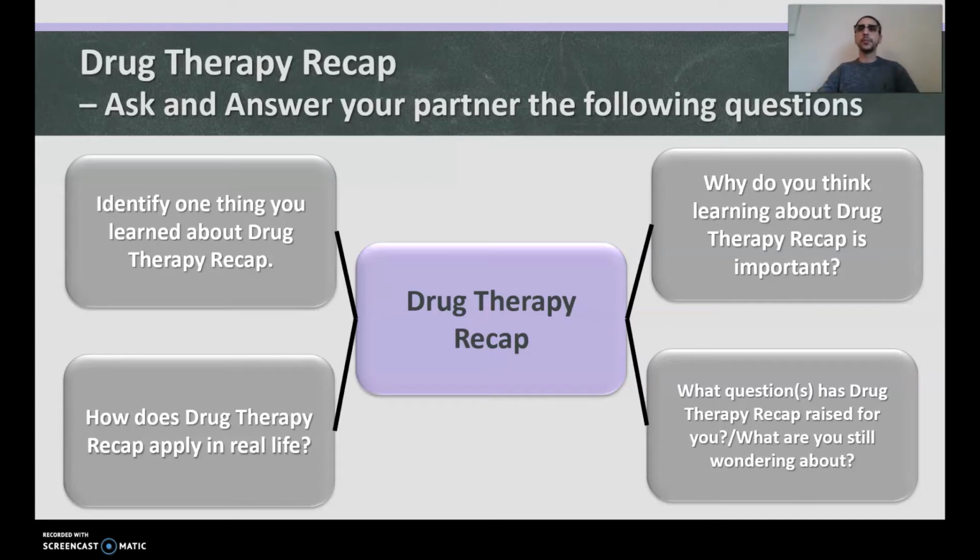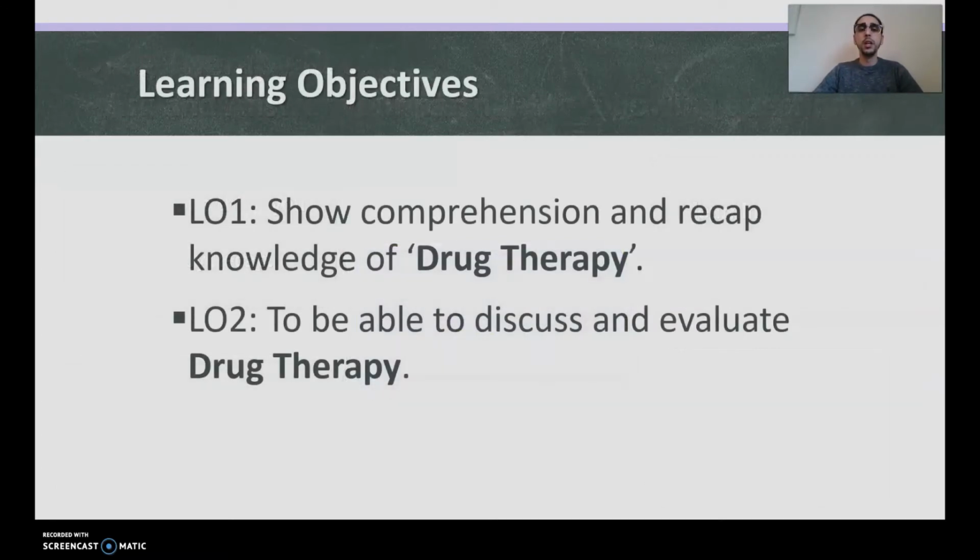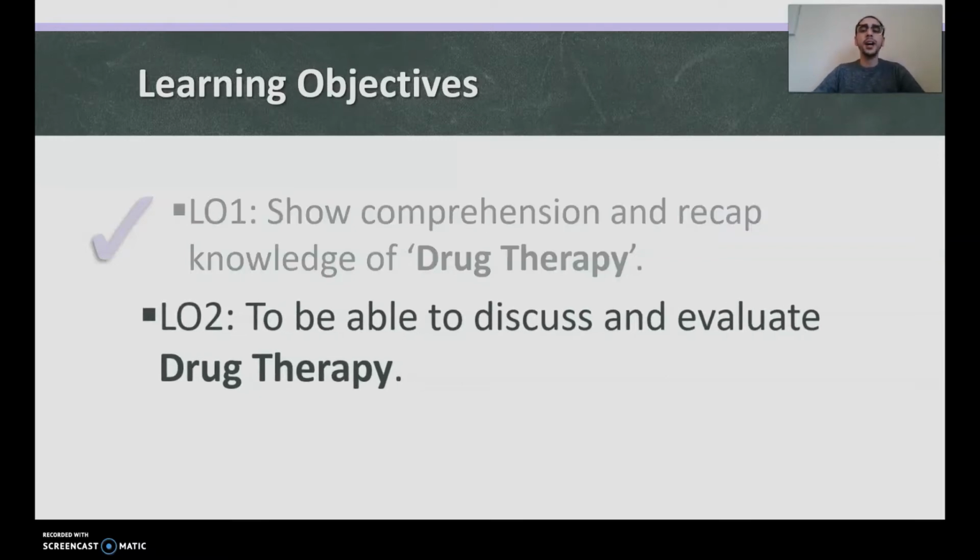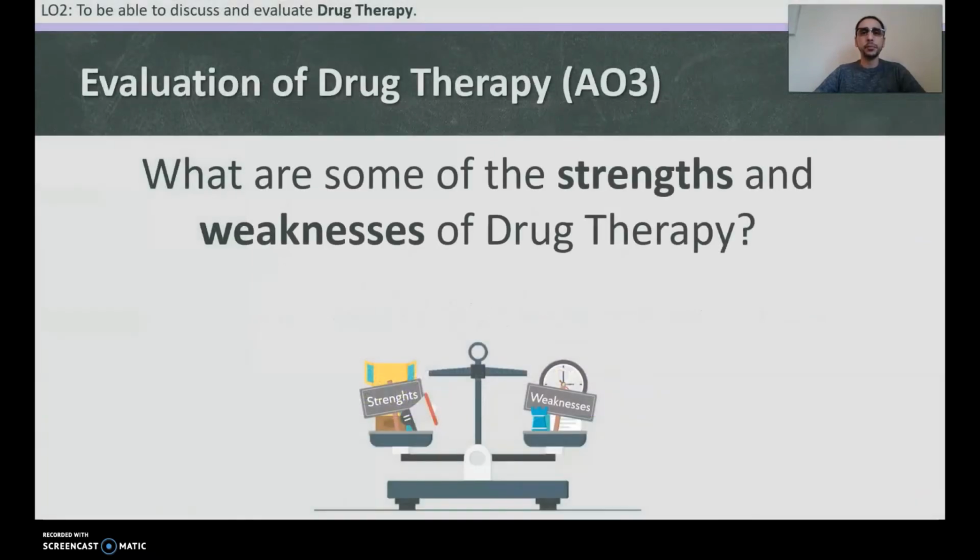They're well smart. Right. Here we go. Learning objective 1 is complete: show comprehension and recap knowledge of drug therapy. We're moving on to learning objective 2, evaluation: to be able to discuss and evaluate drug therapy. Probably could have got the last 2 lessons into one, but I don't think it's good to smush them all together. Okay, discuss and evaluate drug therapy. What are some of the strengths and weaknesses of drug therapy? Can you come up with any of your own? What are some of your own ideas on why drug therapy is good or why drug therapy is bad?